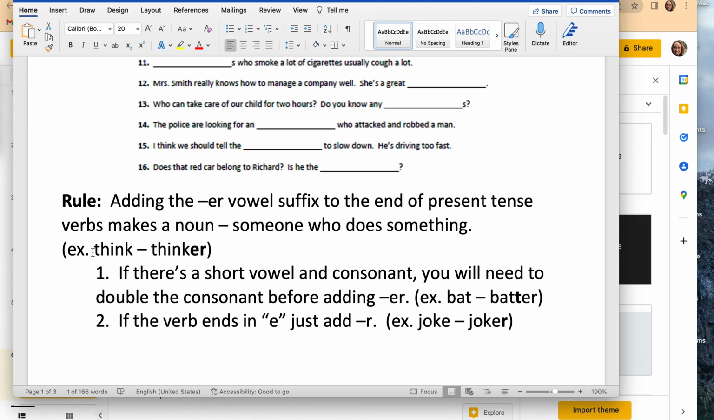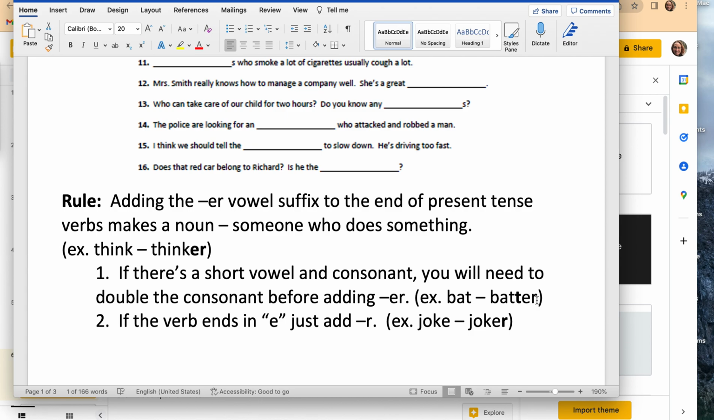Okay, so a thinker is someone who thinks. We add ER to the end of think, we get someone who thinks, a thinker. And then we can also focus on some spelling rules, because often that is something that does apply when we add suffixes, not so much with prefixes, but for sure with suffixes. So if you have a short vowel followed by a consonant, you need to double that last consonant before adding ER. If the verb ends in E, we just add the R.